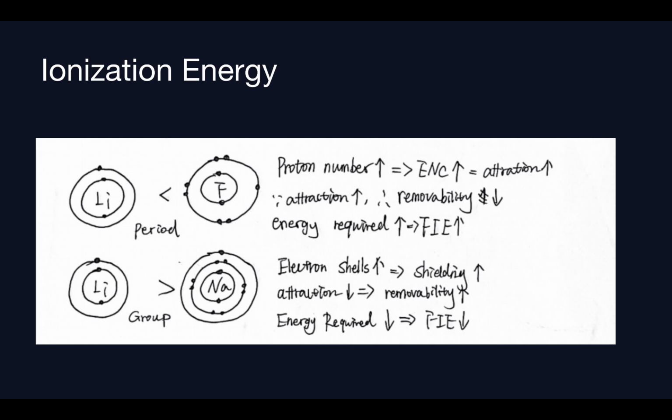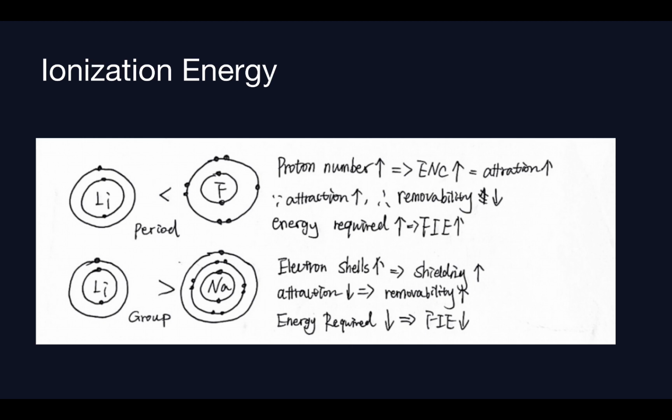It's like breaking bonds, right? If you want to break a bond, energy is needed. The bond needs to absorb energy. So do the electron shells. You can understand it in this way. So the energy required increases as removability decreases. So in this case, the ionization energy also increases. That's why fluorine has the higher ionization energy.